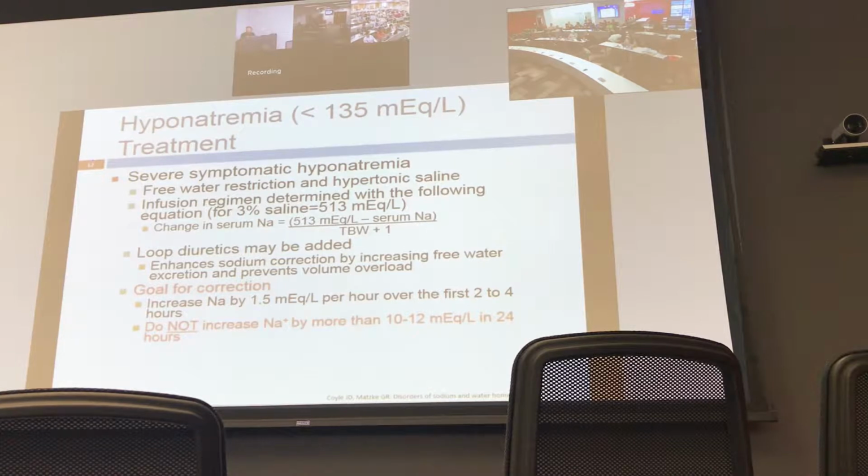So that is a very rare but very severe side effect of rapid correction of sodium, and it's one that should stick in your head because it's one that we should prevent, if at all possible.